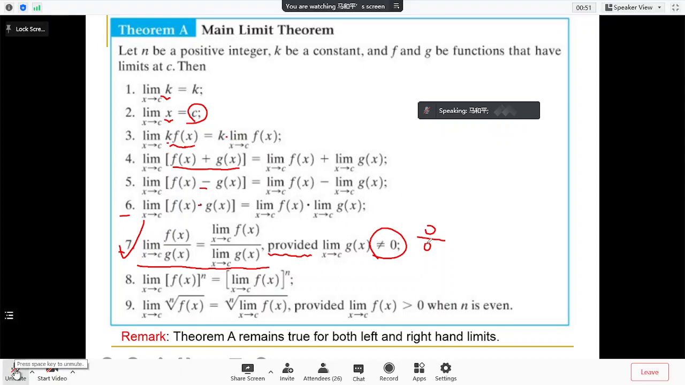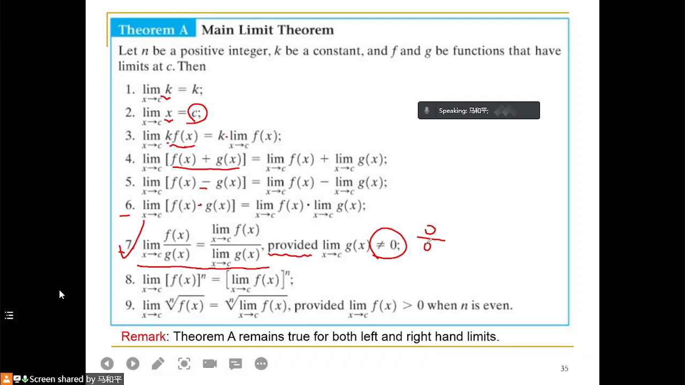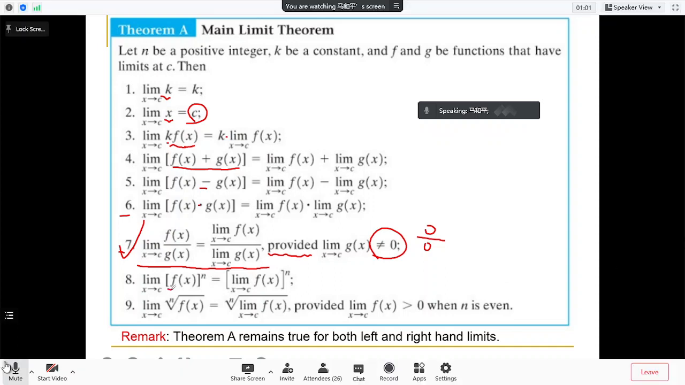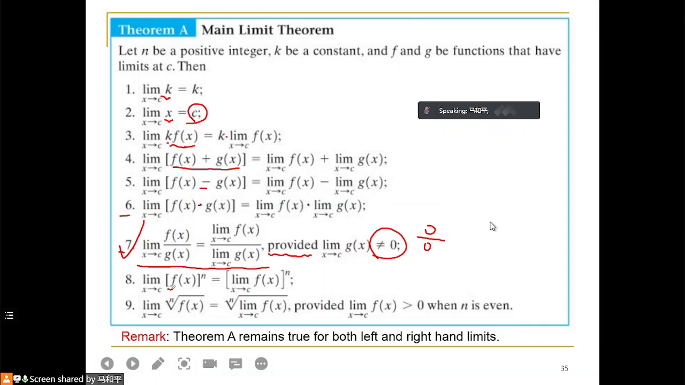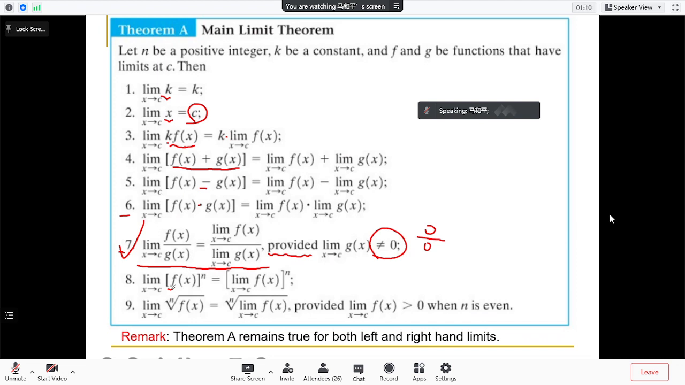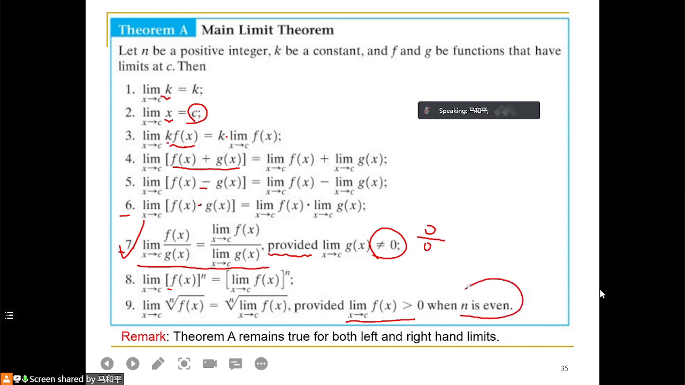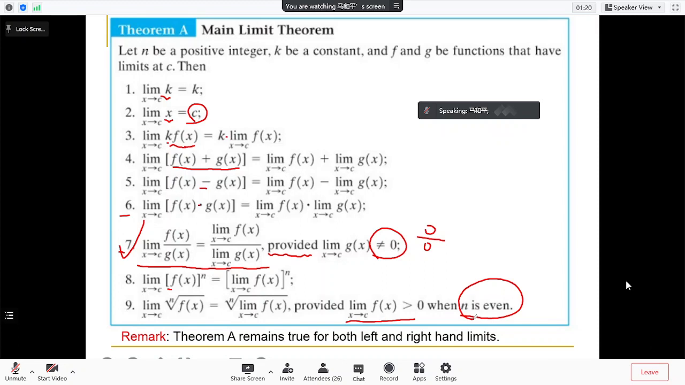And number 8, this means f(x) times f(x), n times together, we can write is equal to first calculate the limit of f(x), and then we have the nth power. Here, the nth root, provided this is greater than 0 when n is an even number. For example, the square root.